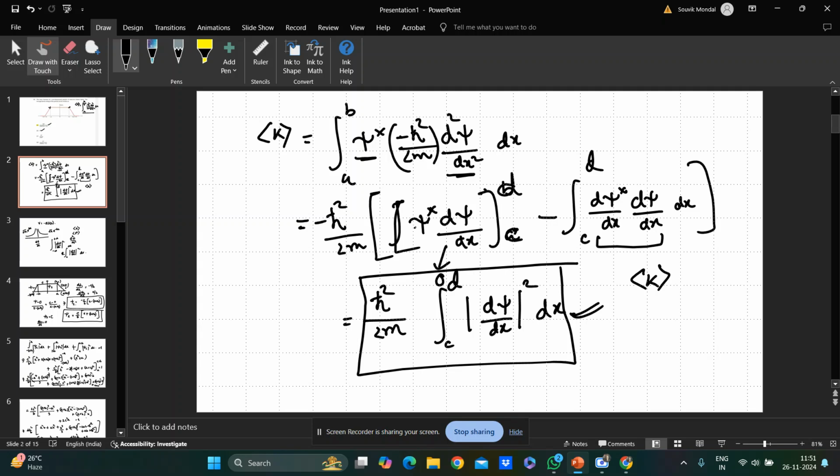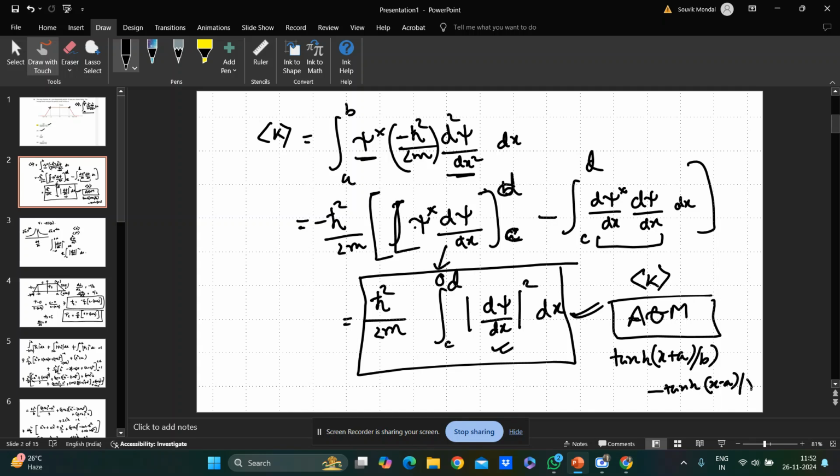So if this is true, always use this statement, because here you have to take a single derivative rather than two derivatives. This technique is very useful, and I probably know who framed this question, because at the beginning of the semester I took a course, Advanced Quantum Mechanics, AQM. Professor Rajdeep Singh Sharma discussed some problems with a complicated kind of potential, tan hyperbolic x plus a by b minus tan hyperbolic x minus a by b.